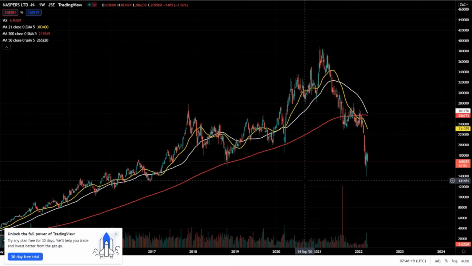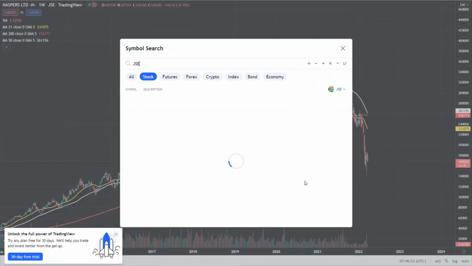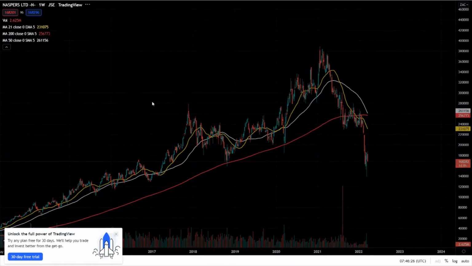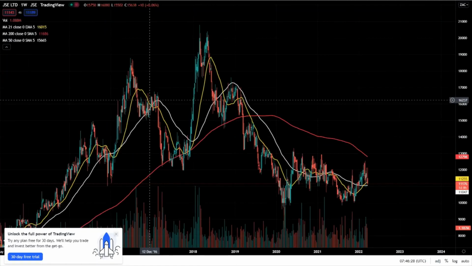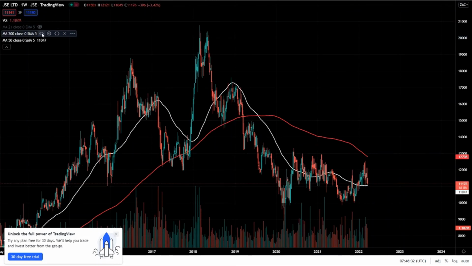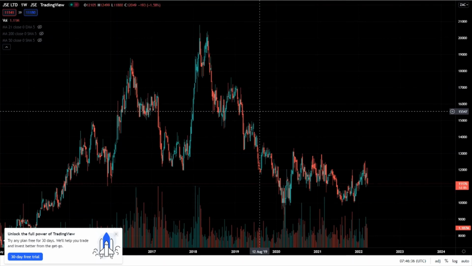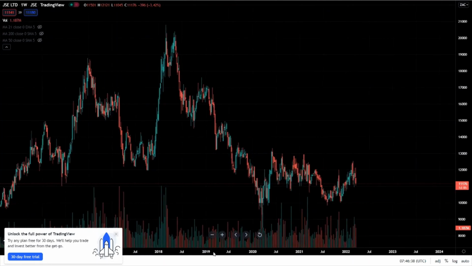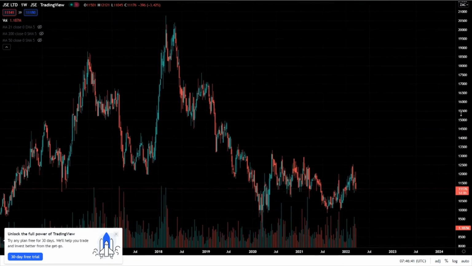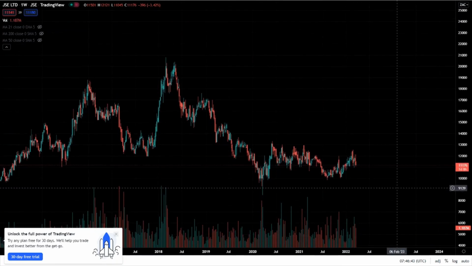Now we're going to take a look at one or two others. I'm going to take a look at the JSE Limited chart. I'm going to just do the same thing over here. I'm going to hide everything. Alright, so just looking at it plainly like this, you wouldn't really know, is this a good place to enter or not.